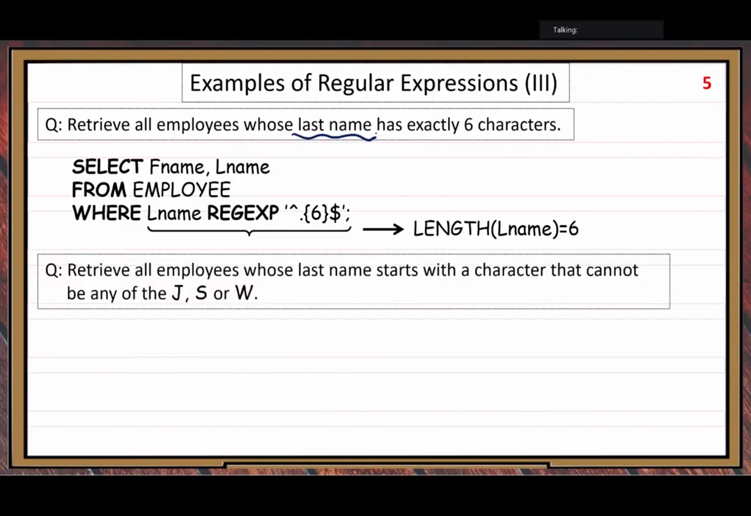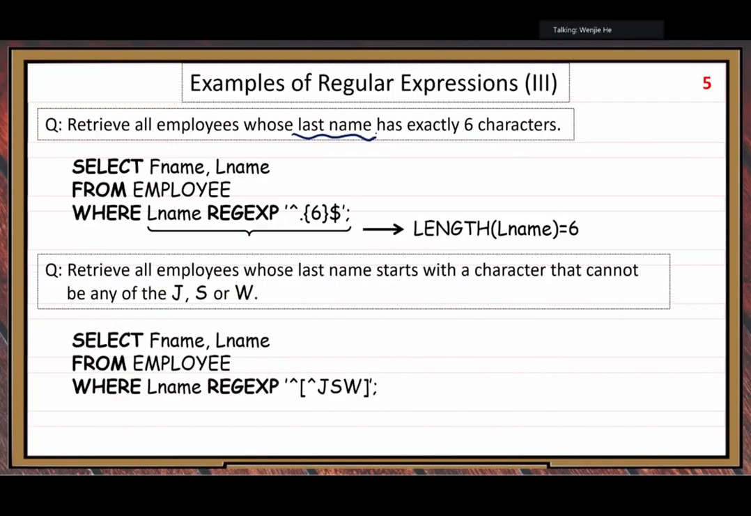All right. Then another example: retrieve all employees whose last name starts with a character that cannot be any of the 3 characters J, S, or W. Cannot. Negation, right? Here we need to use that negation symbol, the little hat symbol. So other characters other than these 3 characters.